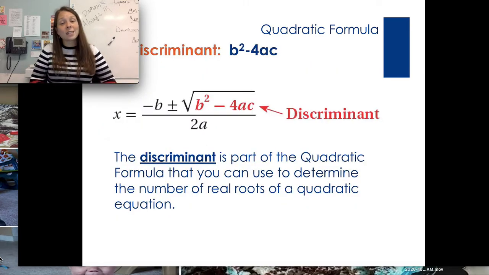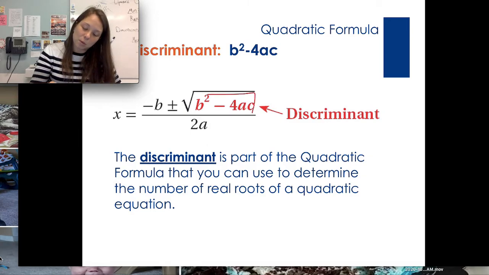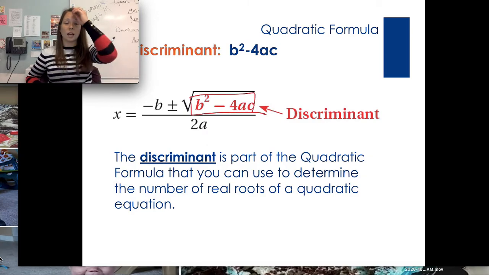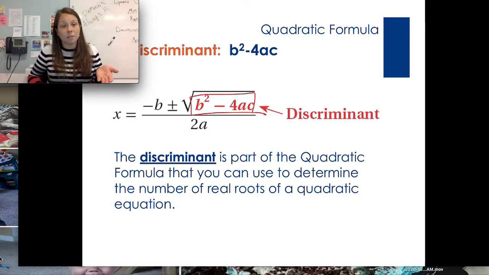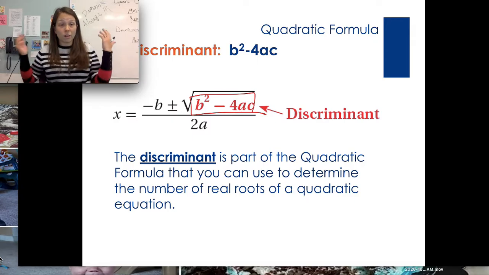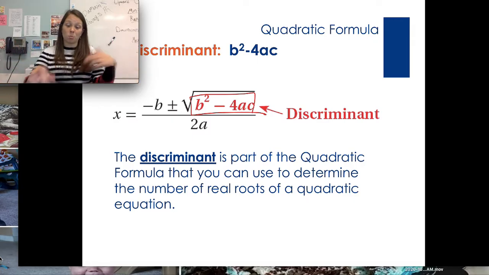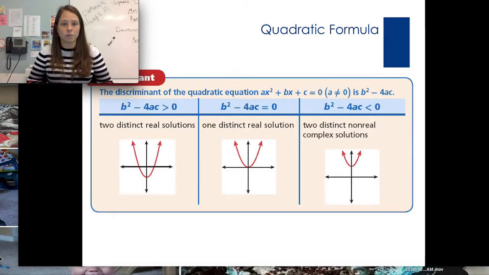All right, so the last thing we're going to talk about with quadratics is a discriminant. A discriminant is that piece that's underneath the square root sign. And what it does is it allows us to figure out how many answers we have: 0, 1, or 2, or are they real numbers or imaginary numbers? And this is how it works.